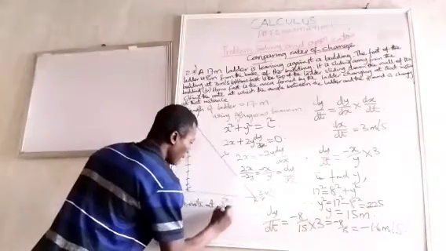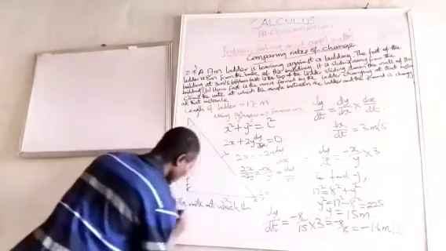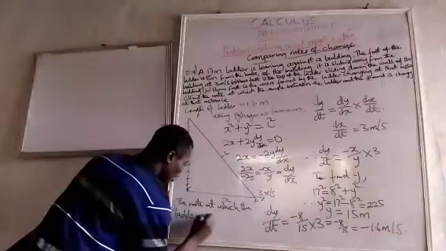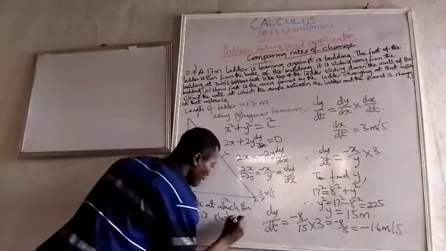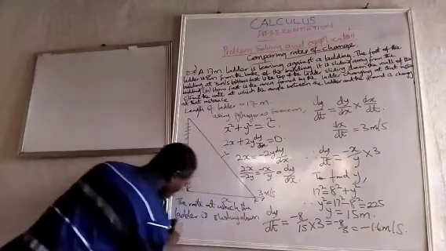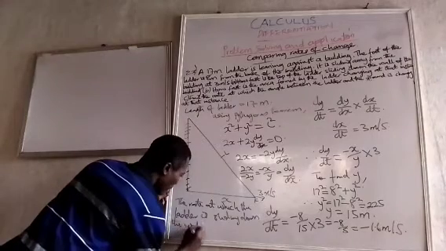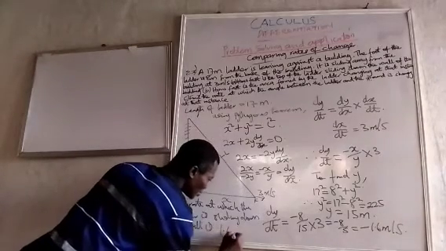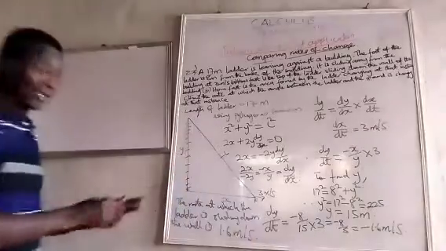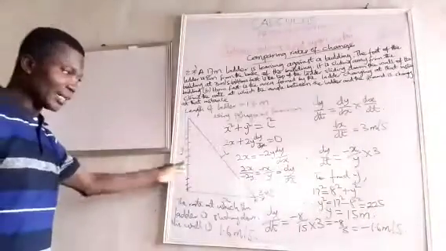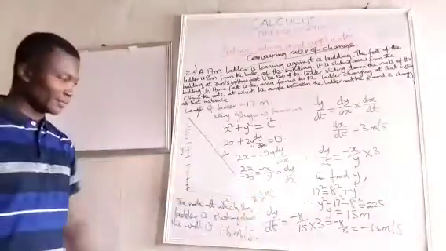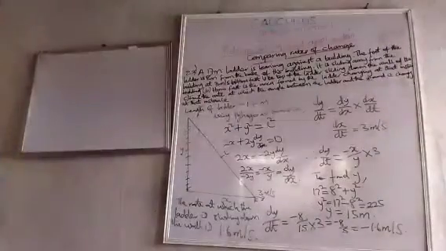at which the ladder is sliding down the wall is 1.6 meters per second. I believe you understand what I'm saying. It is sliding down, so we don't need to put the minus again. Thank you. So we go to the second one now.